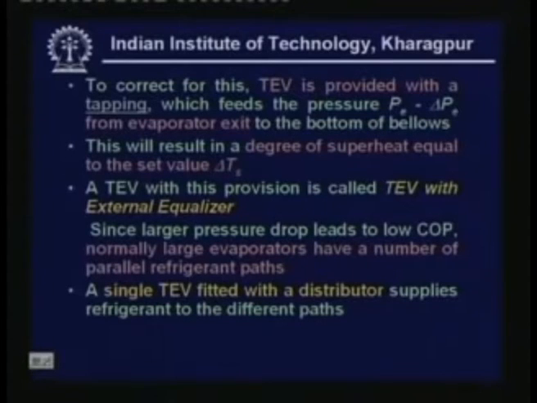Even then, a single thermostatic expansion valve fitted with a distributor supplies refrigerant to the different paths. That means if you have an evaporator with multiple paths, you don't have to have many thermostatic expansion valves. A single expansion valve is enough. But you have to use a distributor along with the thermostatic expansion valve, which will distribute the refrigerant into different paths.